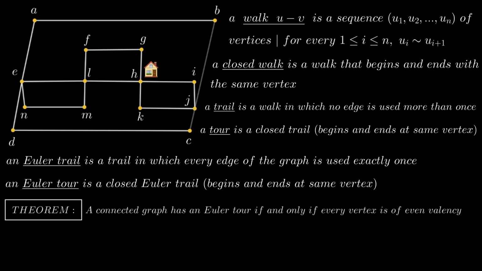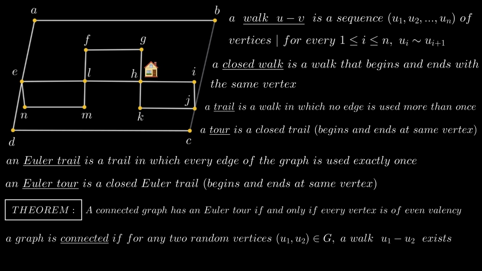There's a theorem in graph theory that says that a connected graph has an Euler tour if and only if every vertex in the graph has an even valency. So you might be asking what a connected graph is. I haven't defined this yet. A connected graph is a graph where if you take any two random vertices of this graph, then a walk U1, U2 exists between these two random vertices.